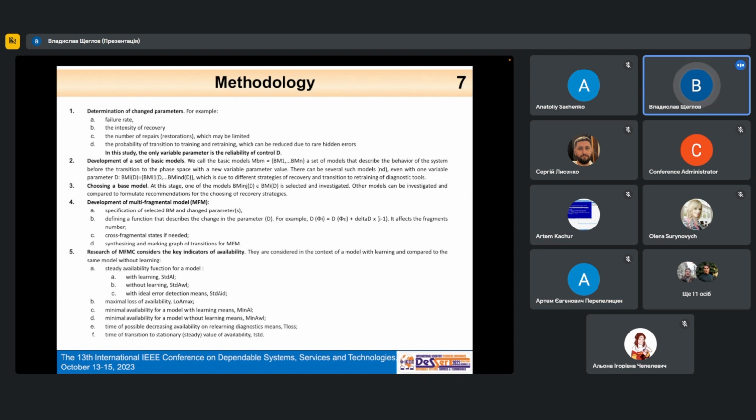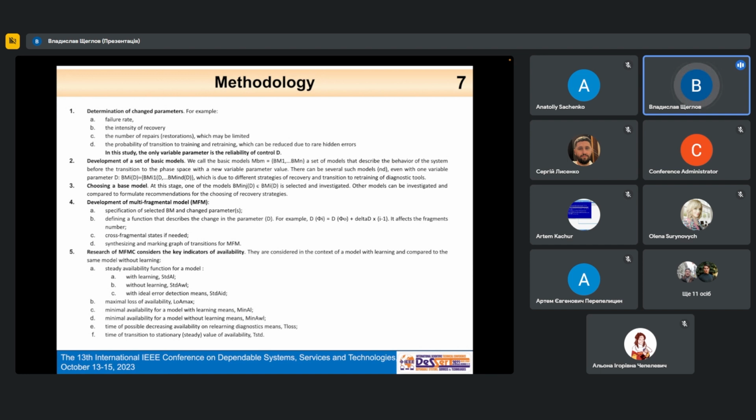Secondly, we need to develop a set of basic models. These are Markov chain models, and they describe the behavior of the system, allow us to model system behavior and transition between states. After that, we need to choose at least one model from this set that will be used for modeling. The rest of the models can be used to formulate recommendations and for further investigations.